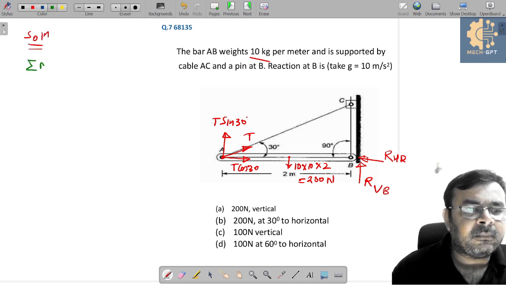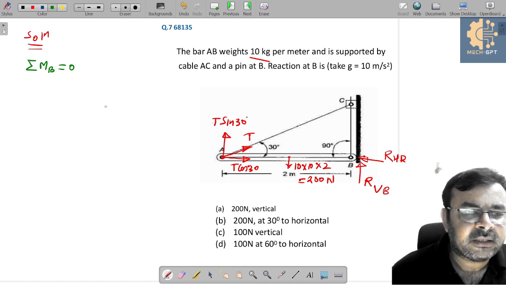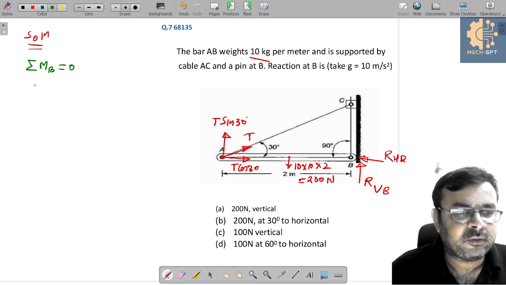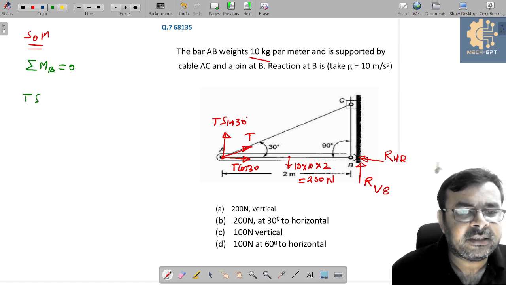Yes or no? So now for solving this question, first we can write summation of moment about B is equal to 0 because this system is in equilibrium. Yes or no? So the net moment about any point will be 0, and obviously B is an end point, so moment about that point is equal to 0. So now if you take moment, then can I write this is 10 T sin 30 degree into length is 2 and this is acting in clockwise direction.